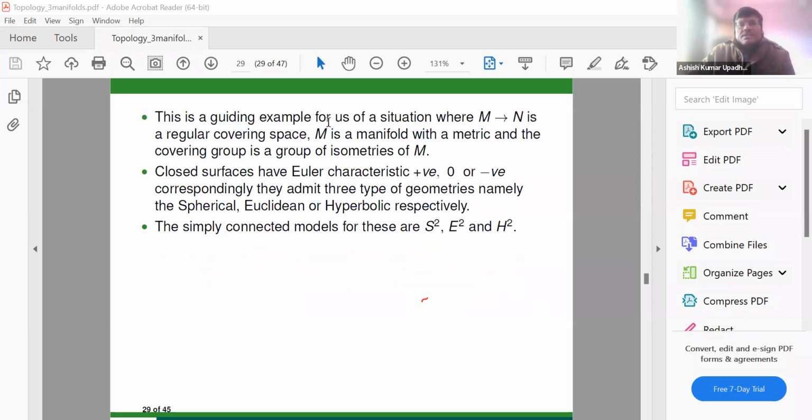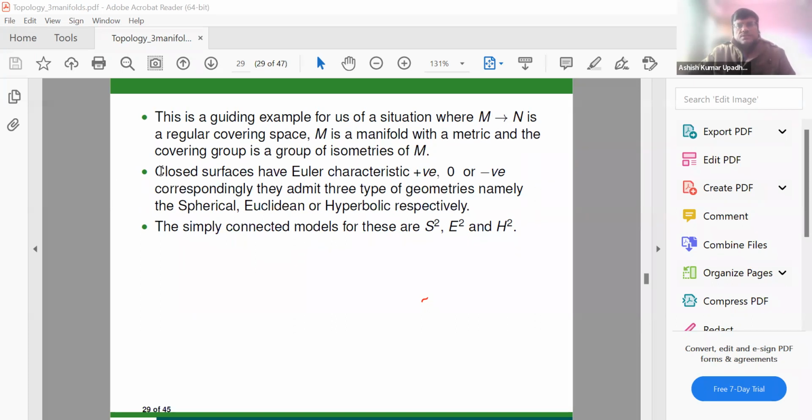Now this serves as a guiding example for a more general situation. The situation is I have a manifold M which covers a base manifold N, and the covering is a nice covering, which we call a regular covering. M is equipped with a metric, and the covering group is a group of isometries.